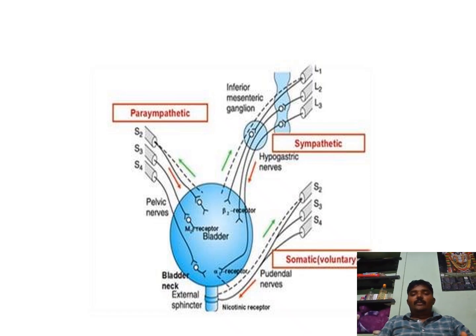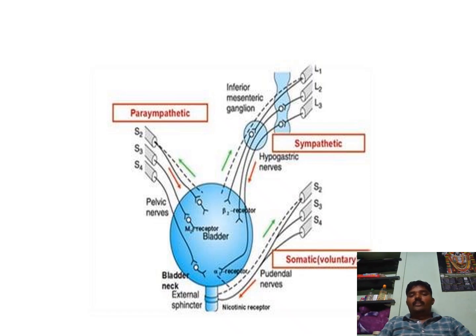Then in this pathway, the blue color diagram is there. First the urinary bladder. Attached to the urinary bladder is the neck. Below the neck is the proximal urethra. The neck and proximal urethra are surrounded by the internal sphincter. Then below is the external sphincter. Then we'll go for the sympathetic nerves, L1, L2, L3. These nerves arise and go to the urinary bladder.